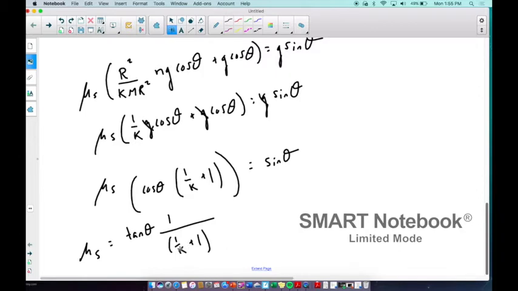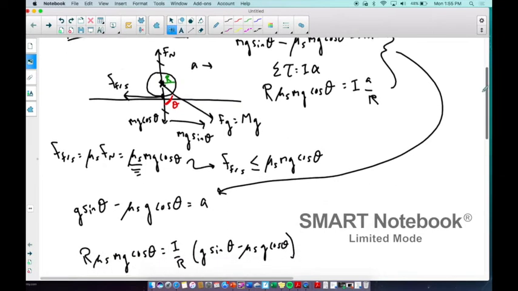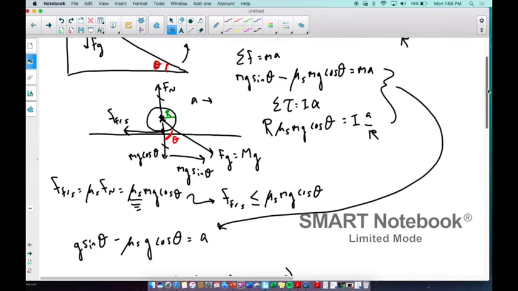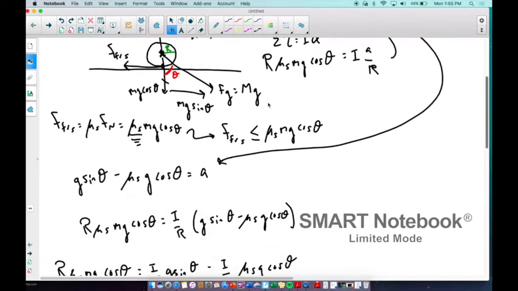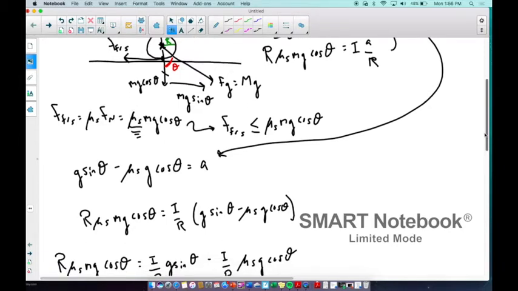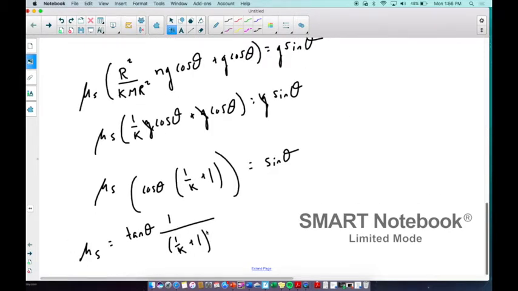Where again, that k value is equal to whatever ends up in front of the mr squared in the I rotational inertia value. So this term, now remember I've put an equal sign here, but remember that the force of friction always needs to be less than or equal to this value that we've plugged in here. And so really what I found is the minimum value of the coefficient of static friction in order for this thing to roll without slipping. Right here.